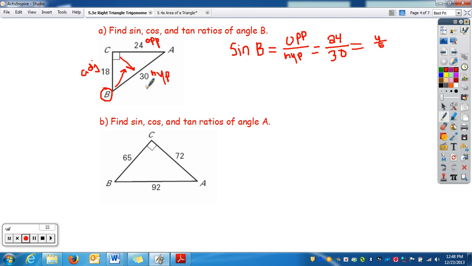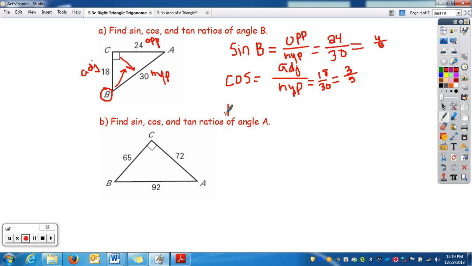Alright, now if I want the cosine of B, which is the adjacent over the hypotenuse, the adjacent length is 18 over 30, which is 3/5.